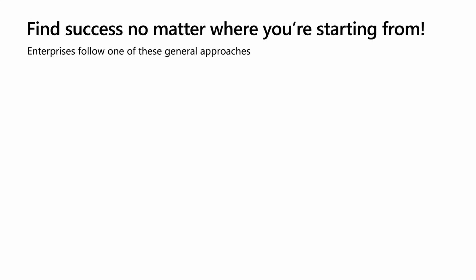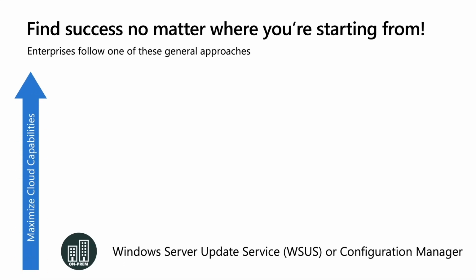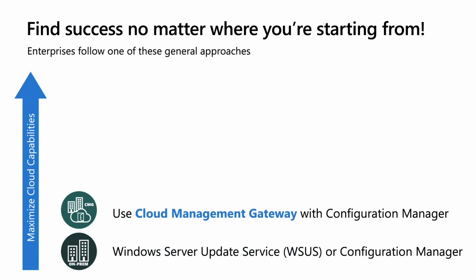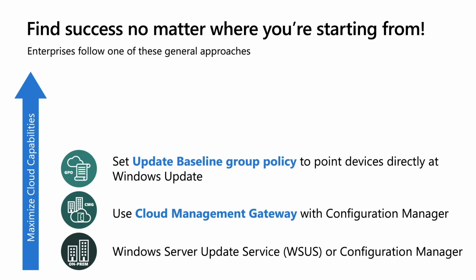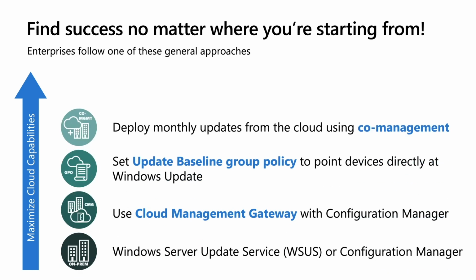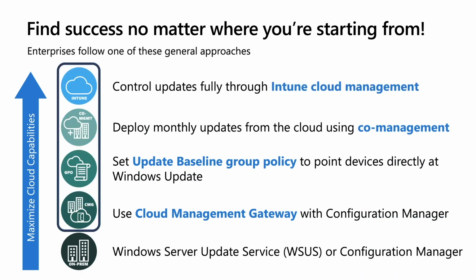We want you to be able to find success no matter where you're starting from. When starting your Zero Trust journey, you might be using WSUS or ConfigMan to plan, execute, and monitor your deployments. So the next step for you might be enabling updates to non-CorpNet connected devices using Cloud Management Gateway, or setting up baseline security group policy to point devices directly at Windows Update. From there, you can move to monthly update deployments using co-management on your journey to using Intune to fully manage your updates in the cloud. Given the reality of remote work, we'll be focusing on cloud delivery through Intune in the next few slides.